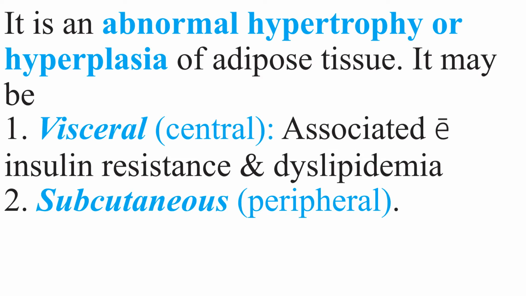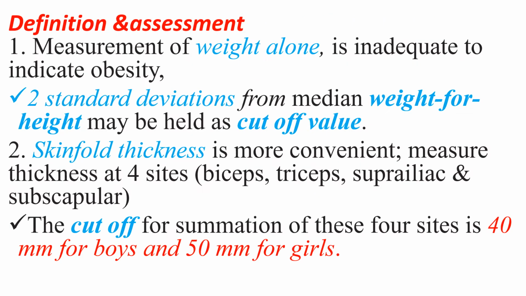What is obesity? It is an abnormal hypertrophy or hyperplasia of adipose tissue. It may be visceral or subcutaneous. The visceral type is associated with insulin resistance and dyslipidemia. The subcutaneous type is the peripheral type.